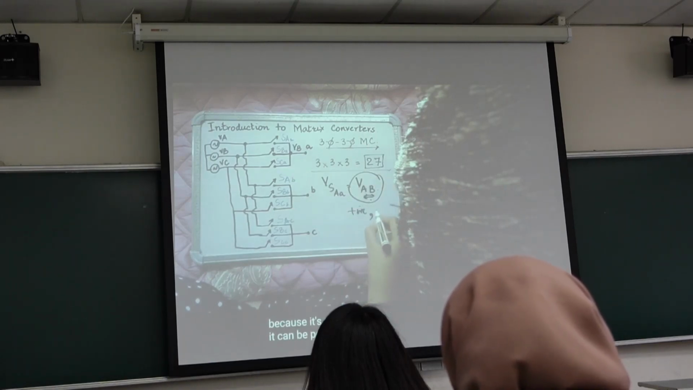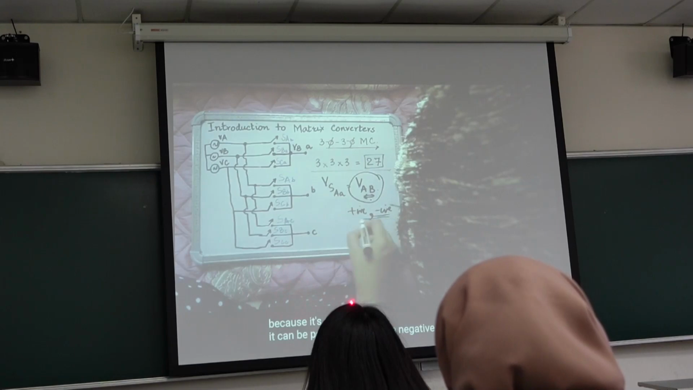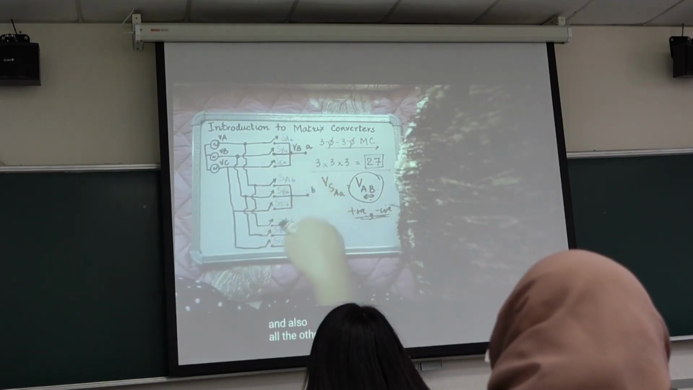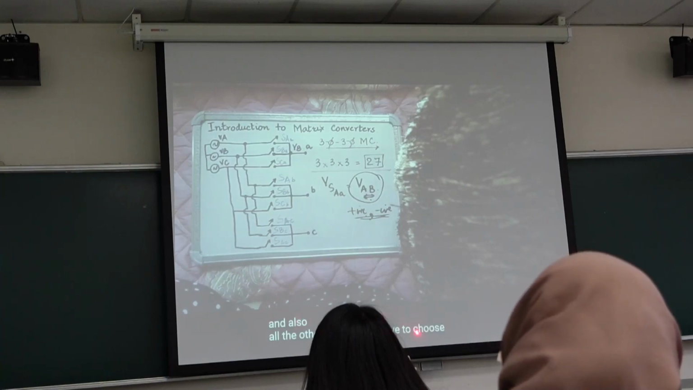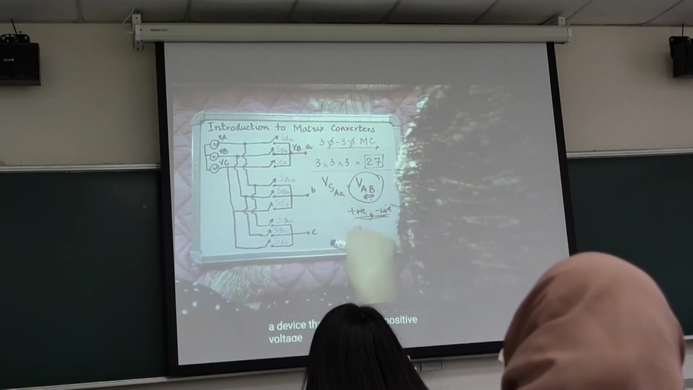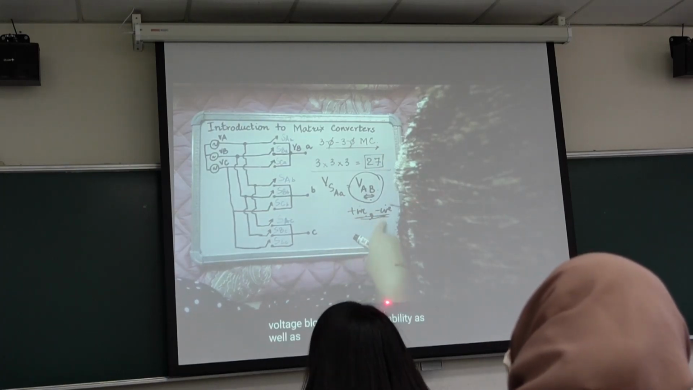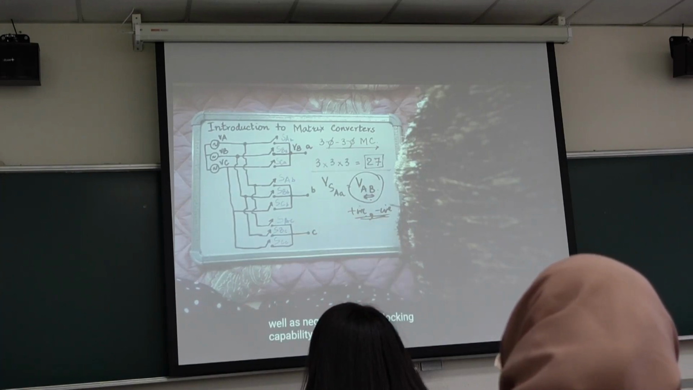The voltage could be positive, but it could also be negative. Therefore, while choosing the device SAA and all the other devices, you should choose an AC switch, a device that has both positive and negative voltage blocking.